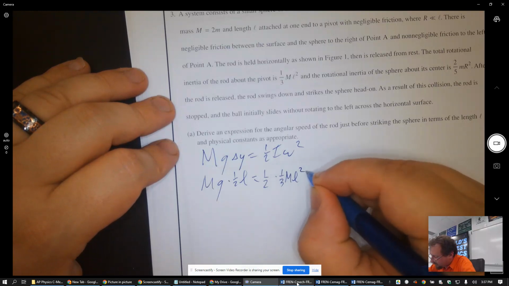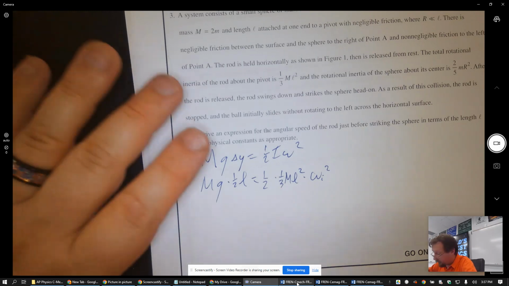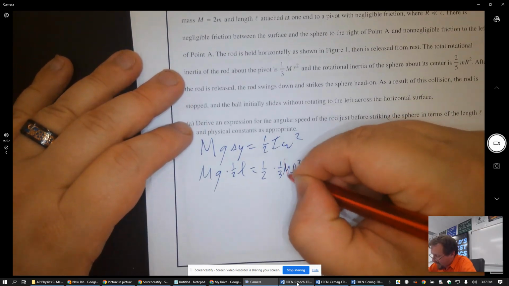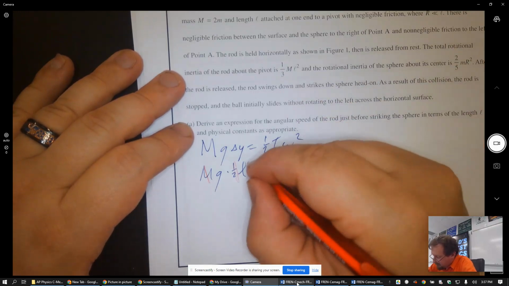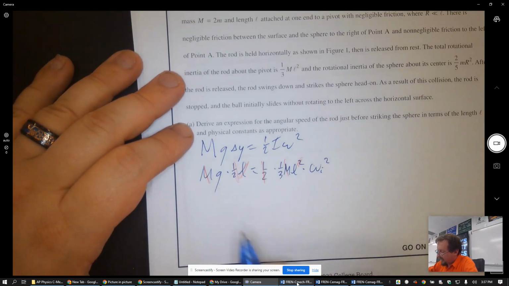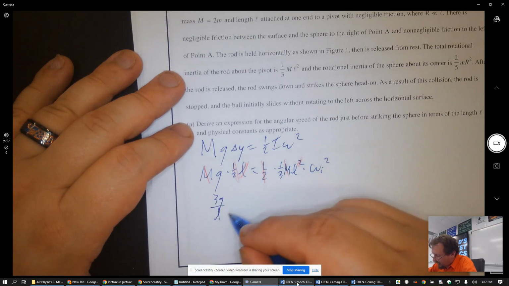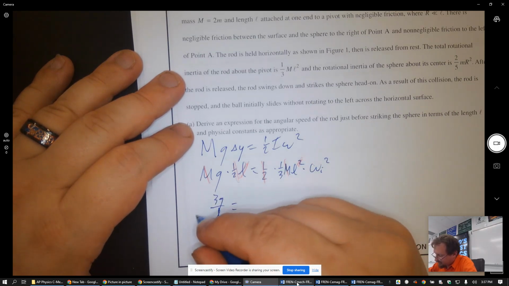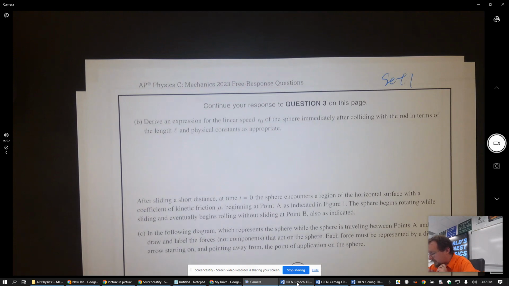1/3 ml squared times omega. I'm going to call that omega initial, as in right before the collision. So 3g over L equals omega squared. That's the omega initial right there. Derive an expression for the linear speed of the sphere immediately after colliding.